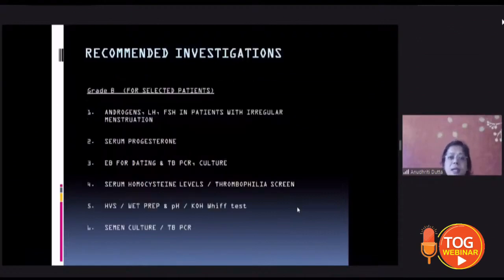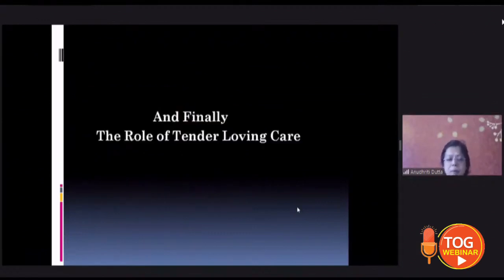And for selected patients, where hormonal imbalances are seen, we could go for androgen estimation, serum progesterone, even dating of the endometrium, serum homocysteine levels, or the thrombophilia screen, not done routinely, and then the vaginal swab test, and even a semen culture, because there have been reports that they are also causes of RPL. And finally, as I said, the role of tender loving care and good counseling of the patients would help her go through this process of trauma of having a recurrent loss. Thank you so much.